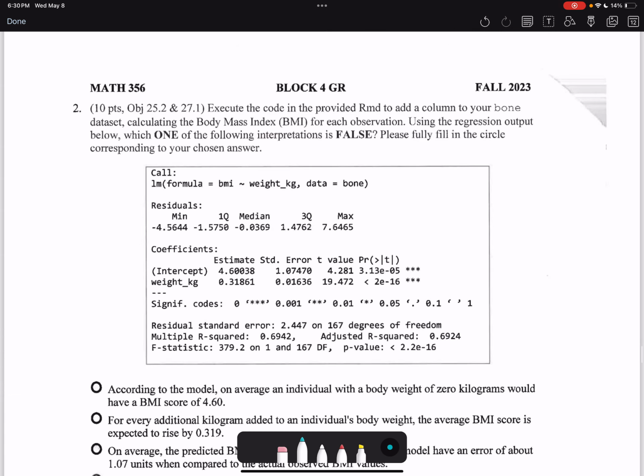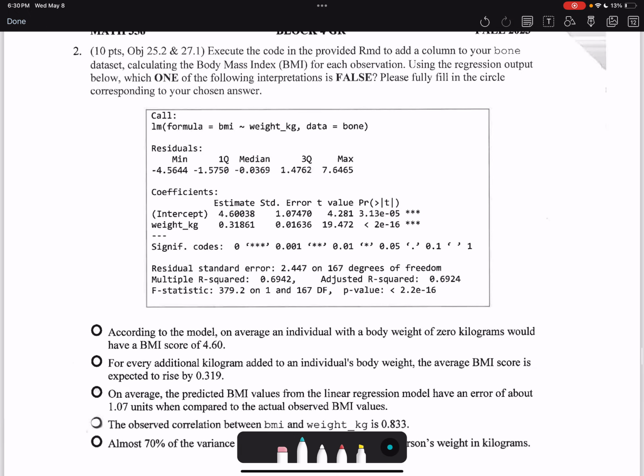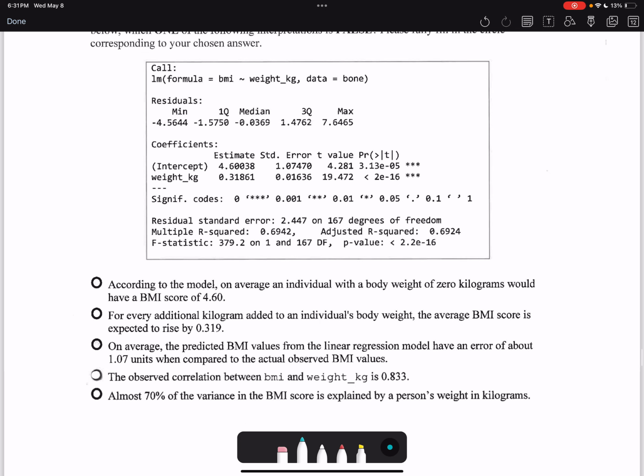Okay, now, execute the code in the provided RMD to add a column to your bone dataset, calculating the body mass index for each observation. Using the regression output below, which one of the following interpretations is false? Please fully fill in the circle corresponding to your chosen answer. Well, let's see what we have here. So we have body mass index as a function of weight, and I think they did the body mass index for us. Yeah, provided in the RMD.